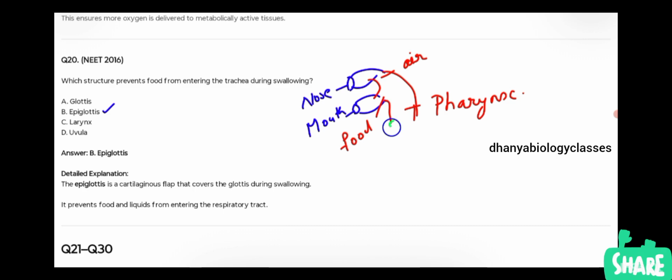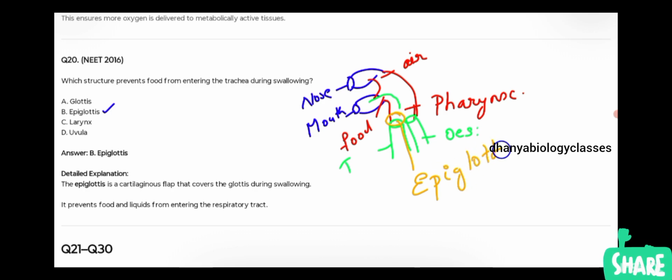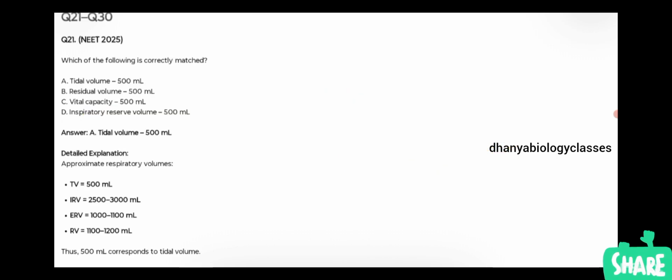Then after the pharynx, it divides into two tubes, one at the front and one at the back. This is the trachea or windpipe, and this is the esophagus. Okay. And when we swallow food, what happens? There is a chance of it entering into the trachea. But here, the opening of the trachea is covered by a cartilaginous flap, and this is called what? Epiglottis. Okay. So the answer is that this structure prevents food from entering the trachea during swallowing. That is the epiglottis.